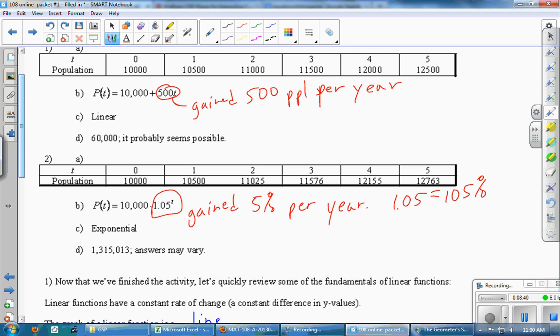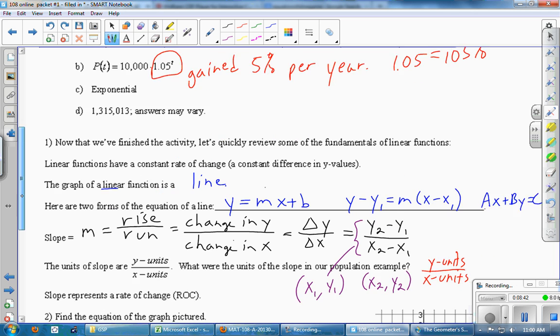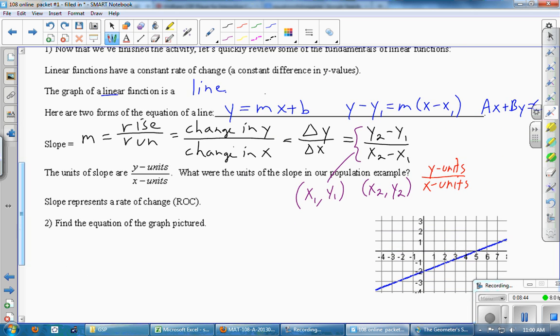Okay, let's see. So we had P of t and we had t. So P and t. So let's get them in the right order. So instead of y, which one did we have? We had P. That was the dependent variable. And instead of x, we had t. So the slope units must be P units over T units.